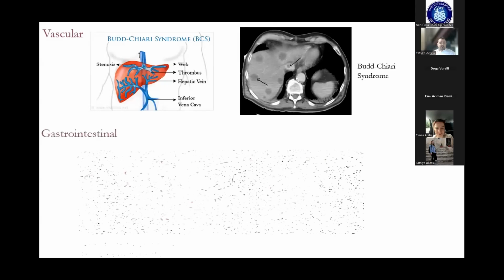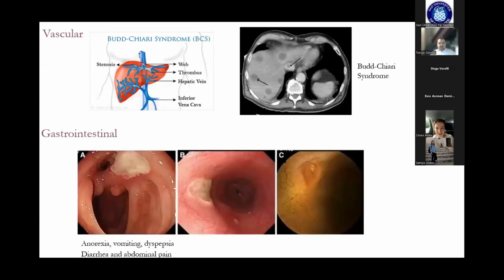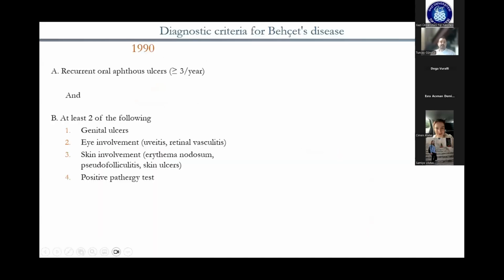And rare gastrointestinal symptoms. Some believe they may not be present, but just like oral and mucosal ulcers, you may encounter ulcers in the gastrointestinal system, which may cause anorexia, vomiting, dyspepsia, diarrhea, and abdominal pain.